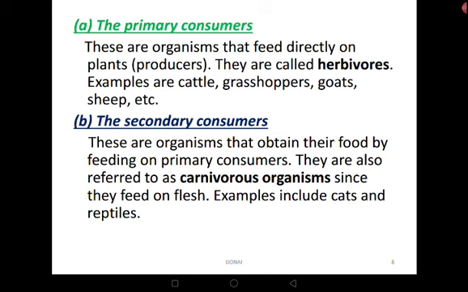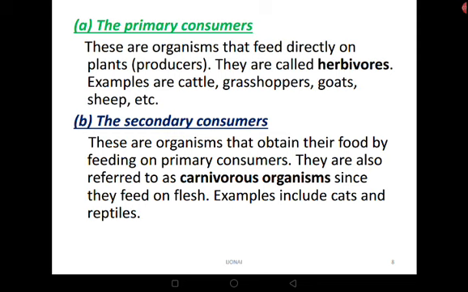Yes, the herbivores are some of them. For example, the cattle, organisms that eat grass and leaves, the grasshoppers, the goats, the sheep, the buffalo, the antelopes, and so on. Those are the primary what? Consumers. What are primary consumers, members? These are organisms that feed directly on producers.